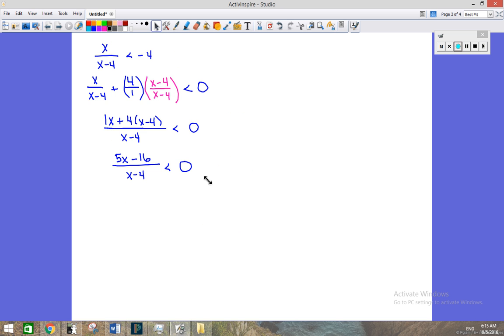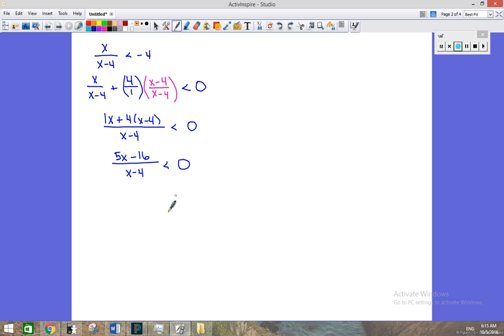The denominator, x minus 4, we need to throw out 4 because it would cause division by 0, and this inequality would not be a true statement. We now need to focus our attention on the numerator to get another critical point. 5x minus 16 is equal to 0. x equals 16 divided by 5, which is 3 1/5, or 3.2.